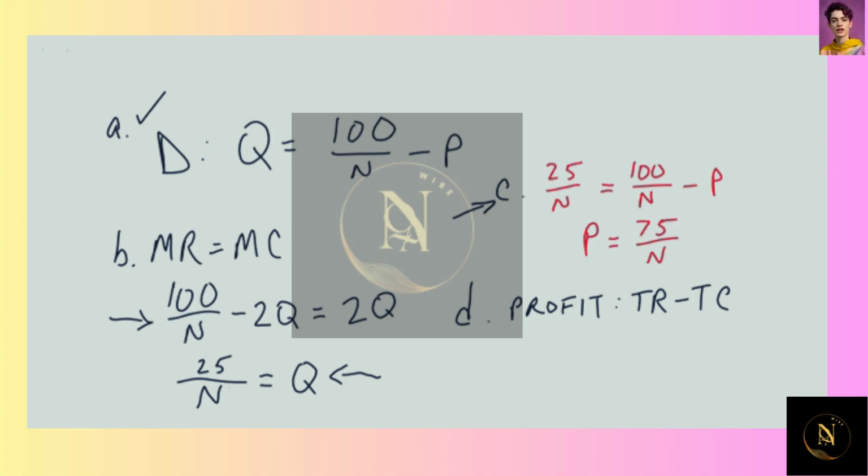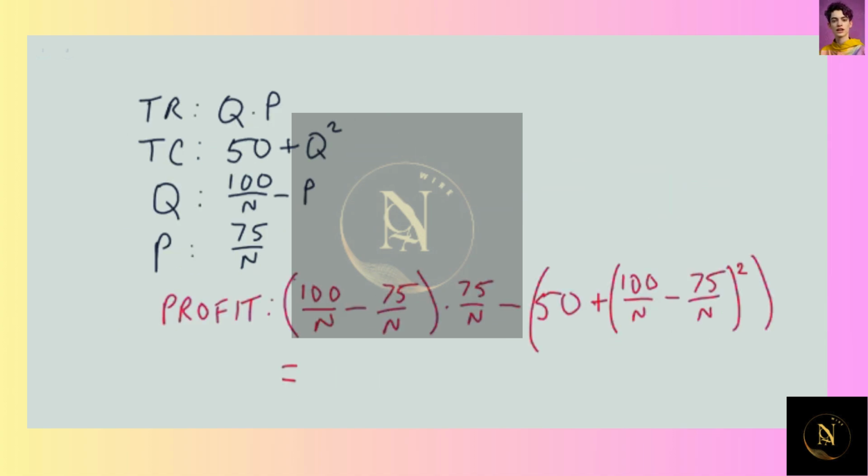For part D, how much profit does each firm make? Remember that profit is equal to total revenue minus total cost. We were already given total cost, but not total revenue. So how do we actually find total revenue? Well, remember that total revenue is just quantity times price. We already know what quantity is, and we already know what price is. We know what the total cost is because that was given.